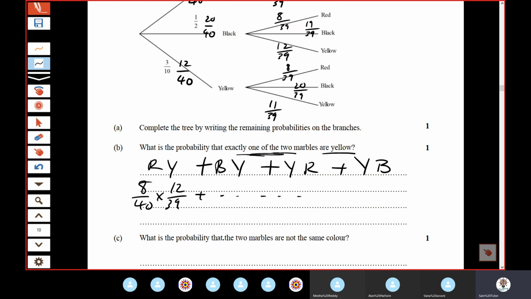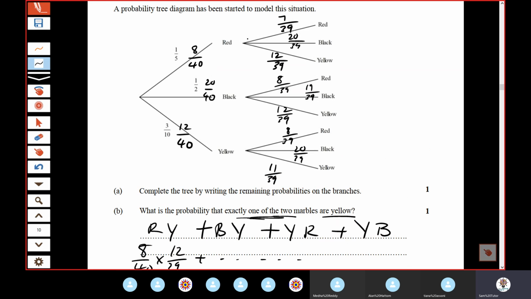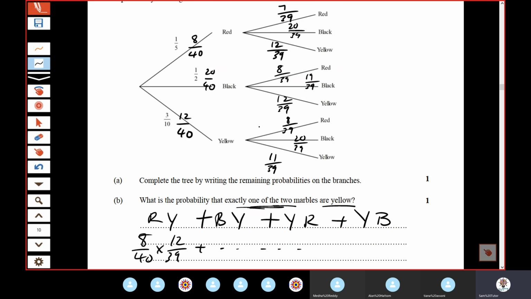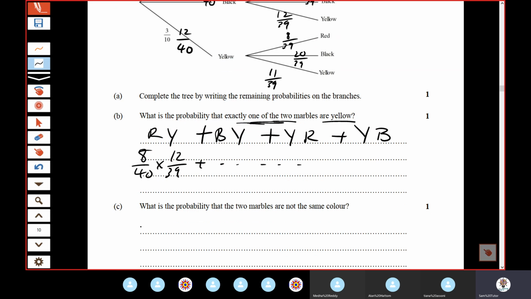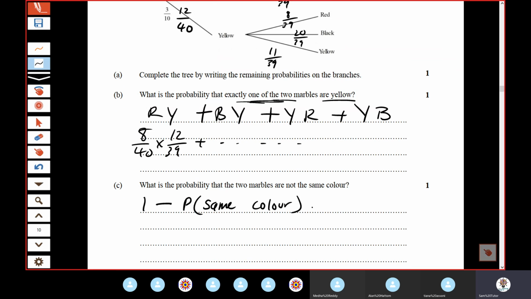And then, what is the probability that the 2 marbles are not the same color? That would mean red, black, red, yellow, black, red, black, yellow, or the faster way would be going 1 minus the probability of them being the same color. So probability of not same is 1 minus probability of same.